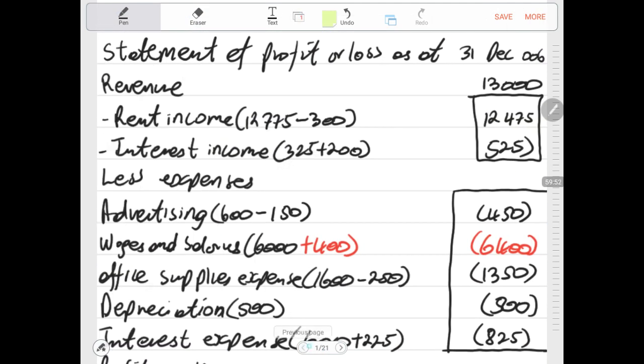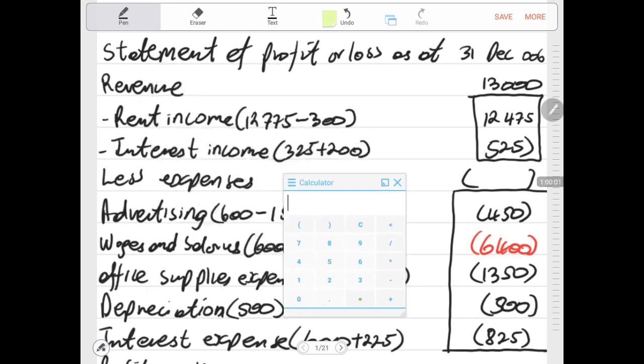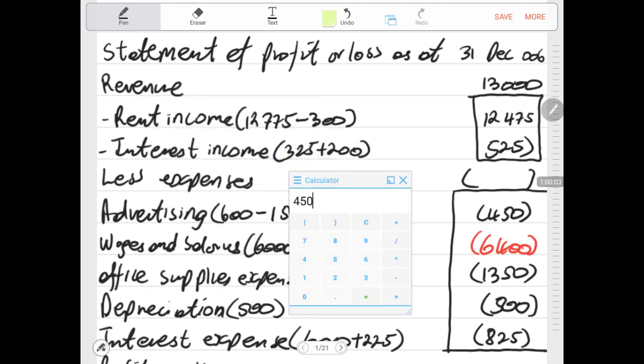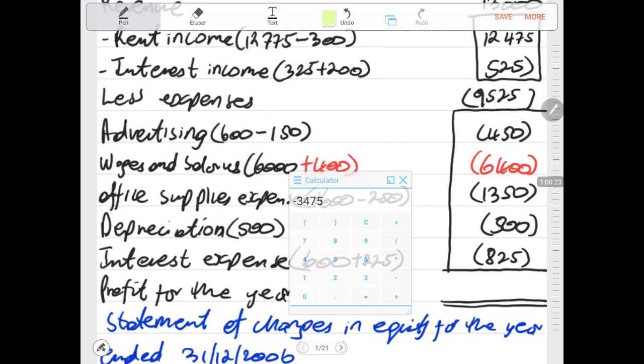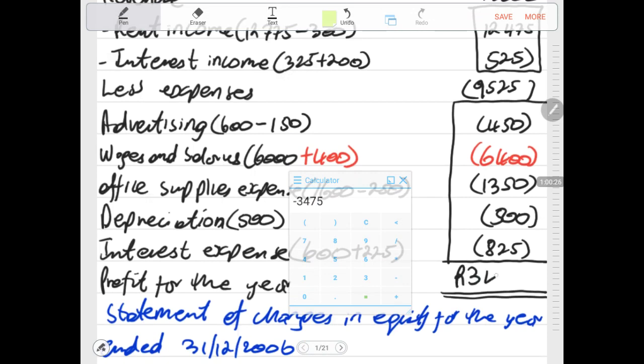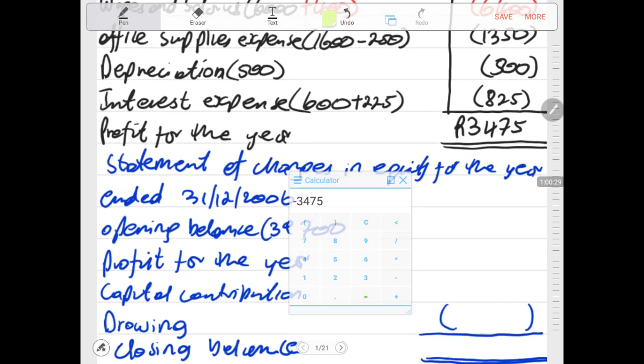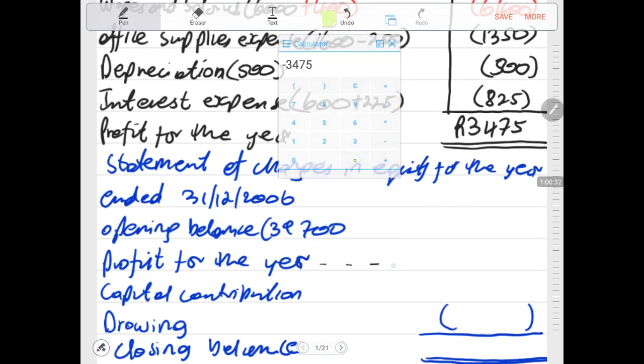Let me start now with the income statement, or just doing the random calculations, totalizing all the figures. Let me now come to my expenses, all of them, which is 450 plus 6,400 plus 1,350 plus 500 of the depreciation plus 825 rands. This will give us 9,525. Minus 13,000 rands of the revenue will give us a total of 3,475.